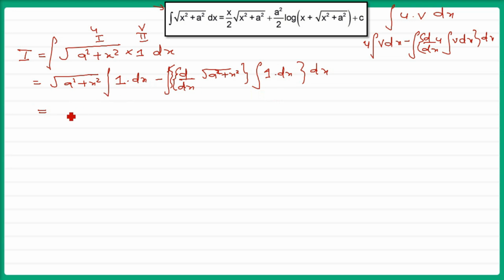So this 1 dx will simply give you x. Under root a square plus x square is here, it remains unchanged. Minus. Now the integration of 1 dx is going to be x only. Let's call it x here only, because I am going to replace it.